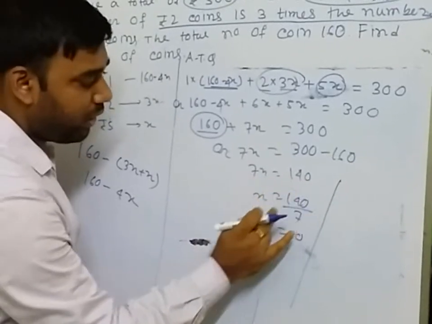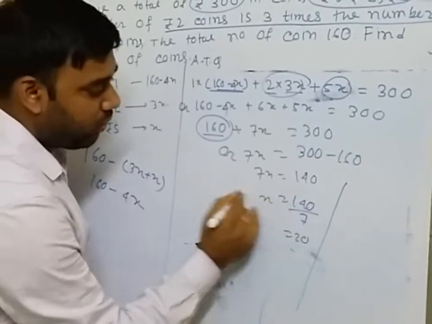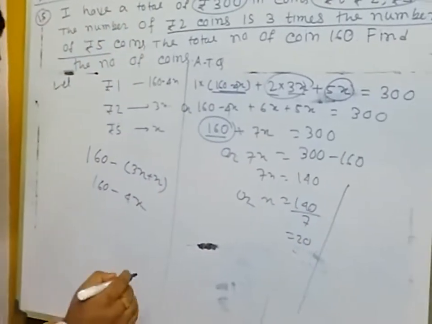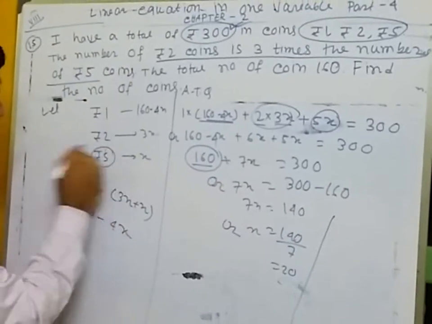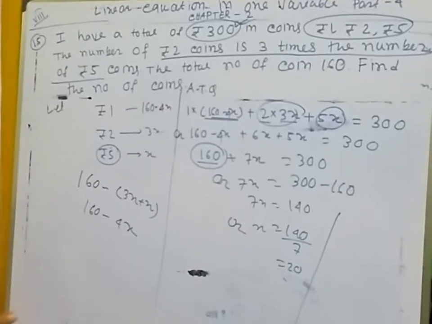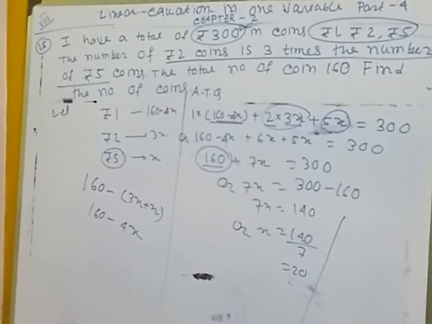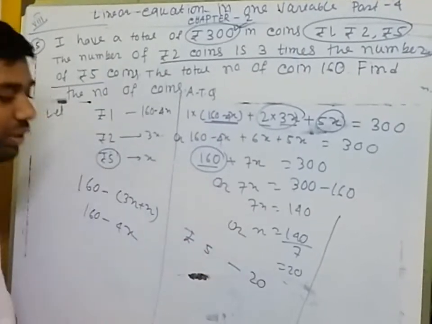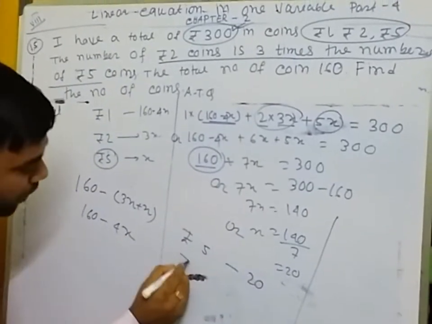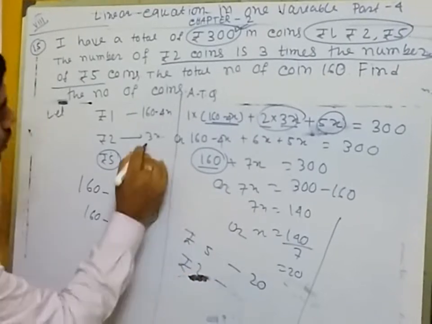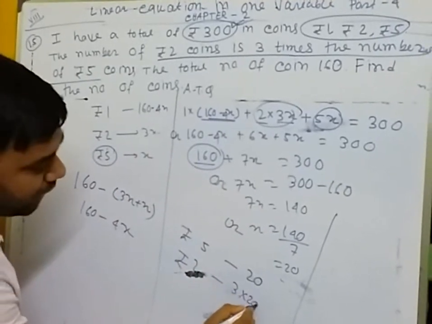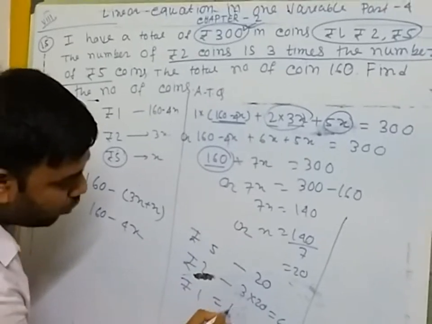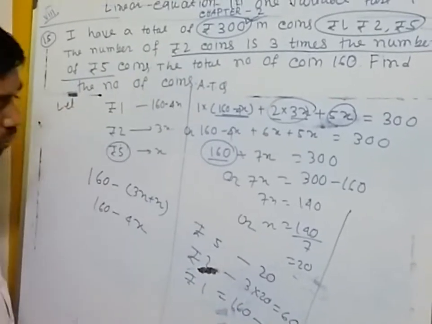7x equals 140, so x equals 140 by 7, that is 20. So x means the number of rupees 5 coins, that is 20. How many coins of rupees 5? 20. How many rupees 2 coins? That is 3 times, 3 into 20, that is 60. And rupees 1 coins, that is 160 minus 80.